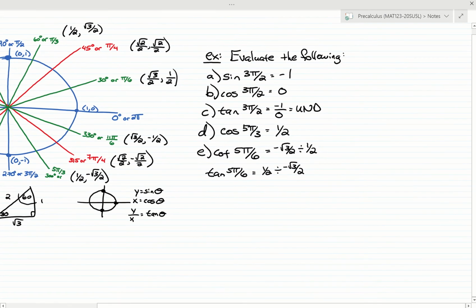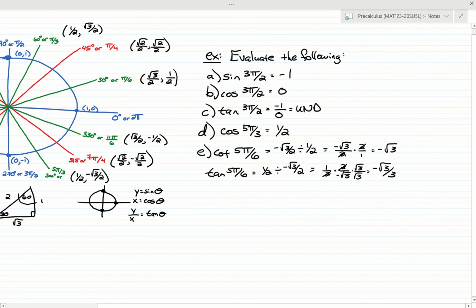So let's see if we could figure these out here. If I asked you the cotangent, that would be negative root 3 over 2 times 2 over 1, which is just negative root 3. And if I asked you what's the tangent, that would be 1/2 times 2 over negative root 3, which we could rationalize and just get negative root 3 over 3. That's how we figure that out.